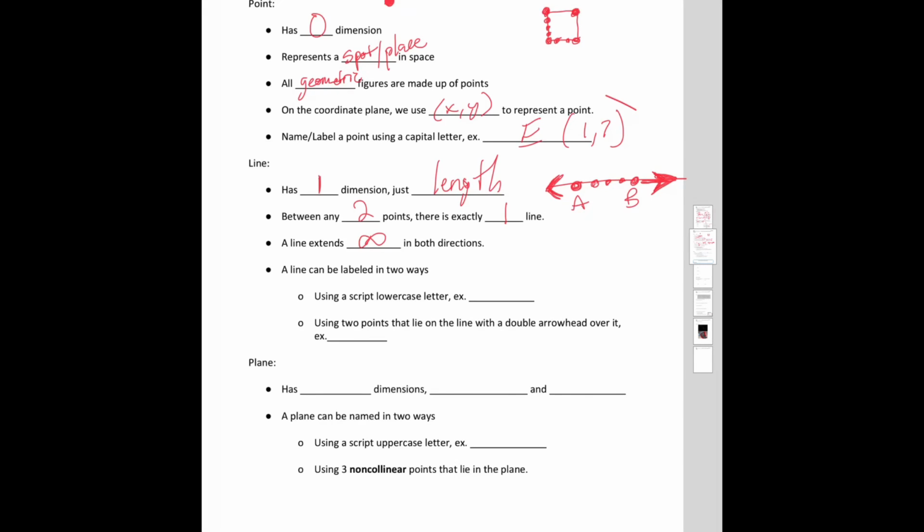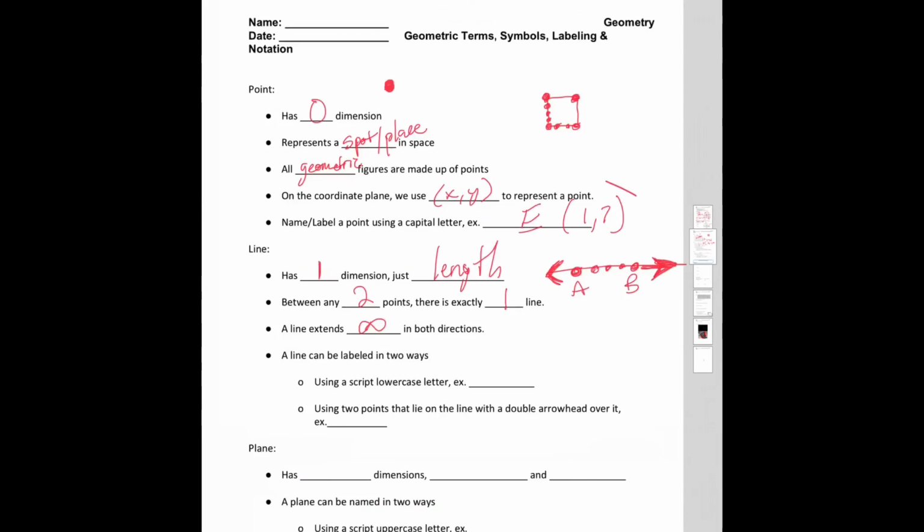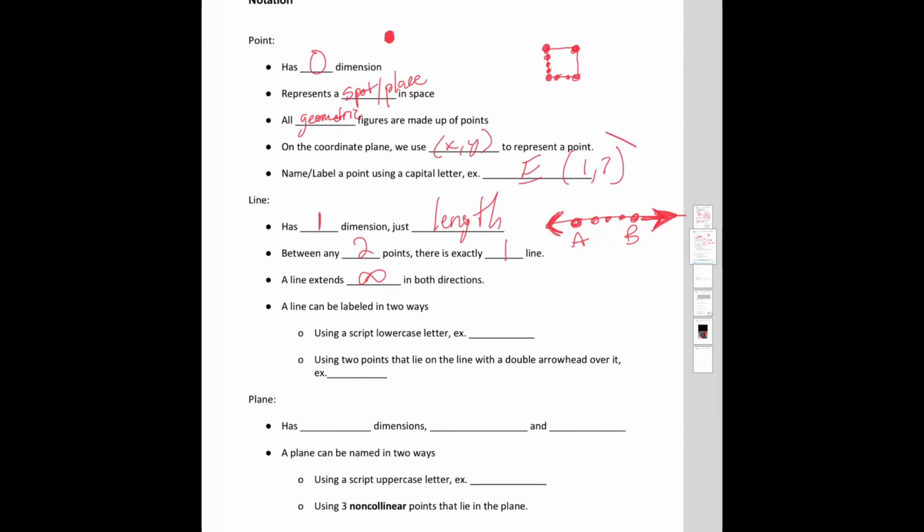So for example, say I draw this line here. If I wanted to give it a label, let's say it was line L. Usually it's followed with a script lowercase letter. So line L, maybe line P, lowercase p. Okay? We could also label it using the 2 points.